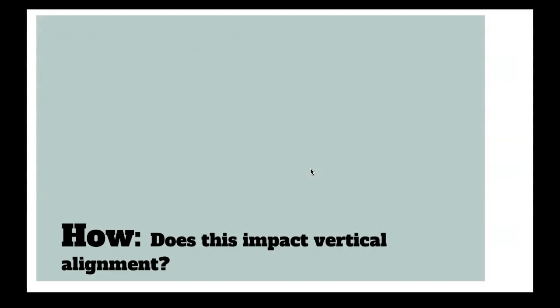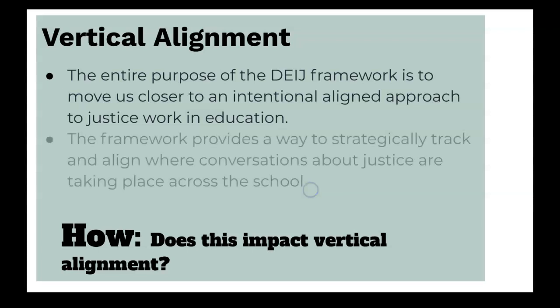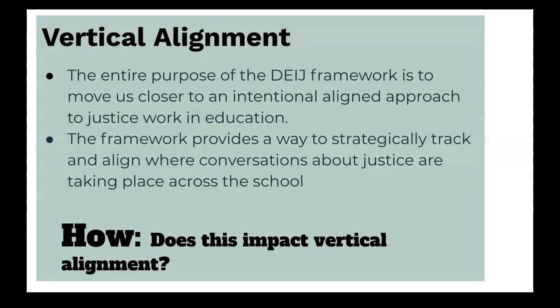How does this impact vertical alignment? Well, the tool in and of itself moves us closer to the intentionally aligned approach to justice work in education. The idea of the tool is that eventually, with time, it's something that we can use as a way to strategically see where throughout the school, K through 12, we can see tracking different units that are using this lens and that are having these conversations. So we can see that students are actually having that aligned, intentional approach to justice. So it provides that strategic thinking and that strategic tracking to know that our conversations around justice work, around diversity, around equity, around inclusion are not in isolation, but they're happening throughout various moments in our students' K through 12 experience.